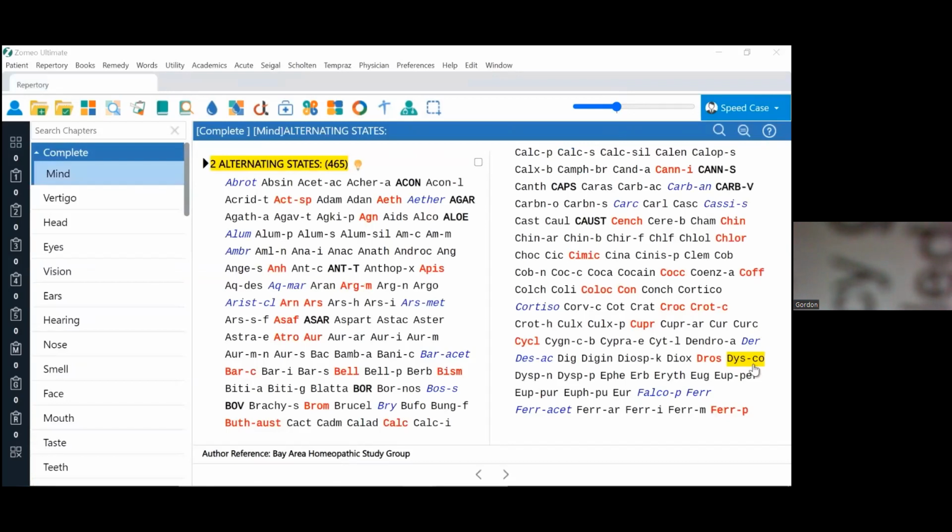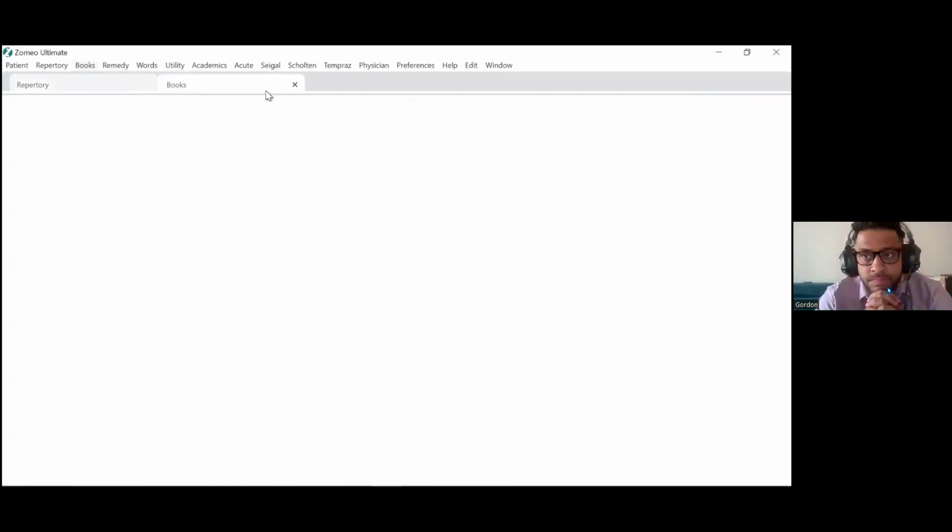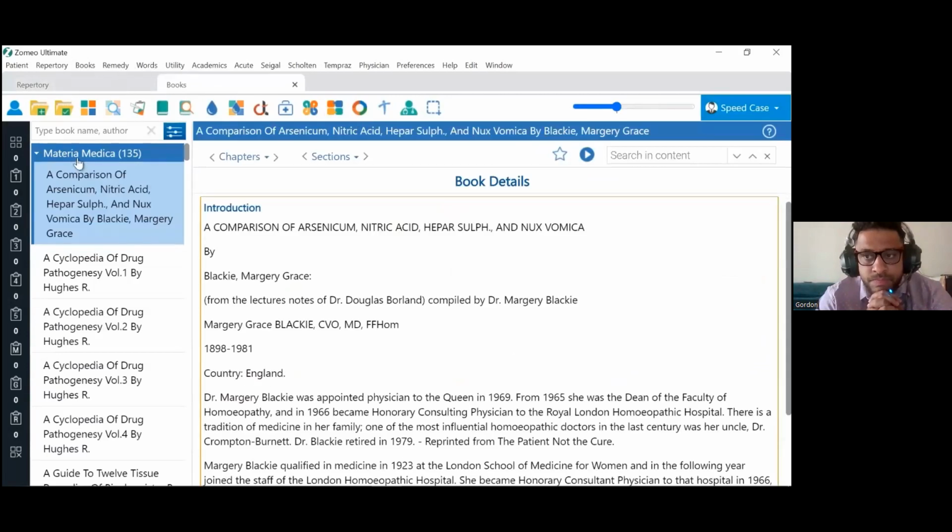Apart from the practical applications of Hompath Zomeo with regards to case solving, Hompath is also a treasure trove of information from the point of view of research, theoretical study, content, and also from the point of view of acquiring an insight into medicines of another system of medicine like allopathy. So that is why in Hompath Zomeo we also have a lot of reference books.